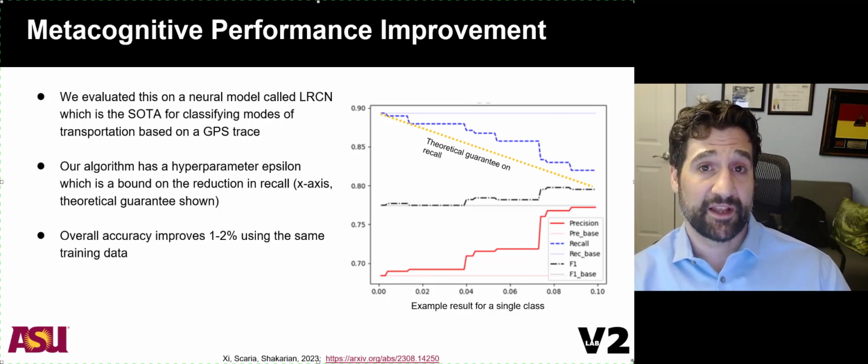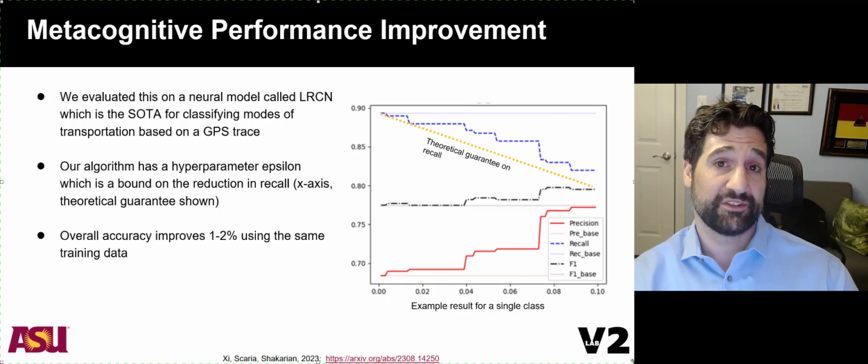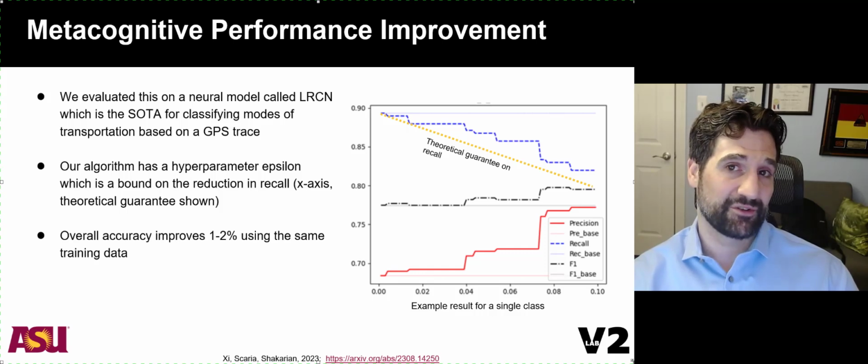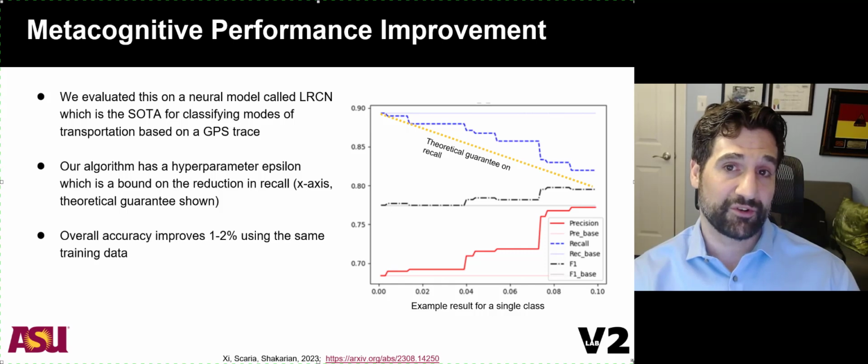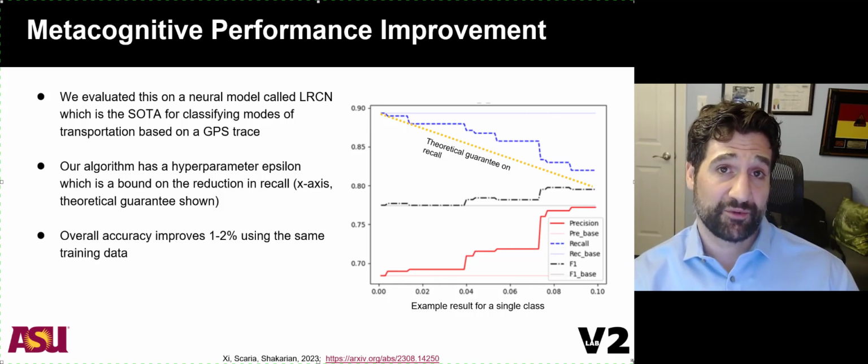But when you erase labels, your recall is either going to stay the same or go down for a given label. So unless you can erase the labels perfectly, which in the real world you're not going to be able to do, you're going to have some reduction in recall, and we have that set as a hyperparameter. Now we outperform this theoretical guarantee because we're not just erasing, but we're also relabeling.